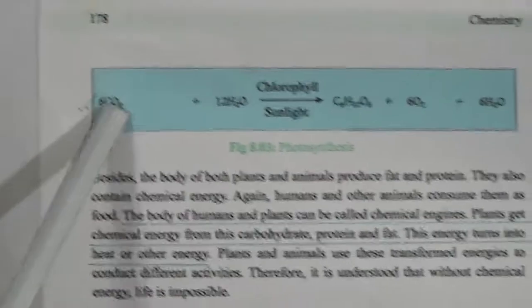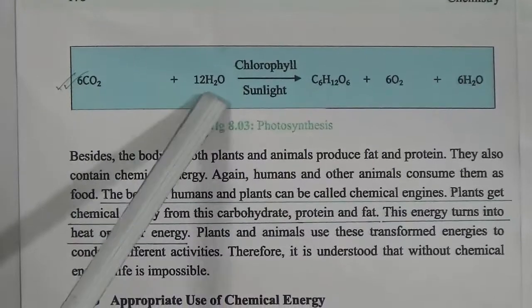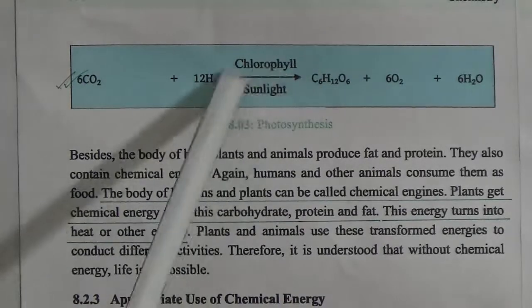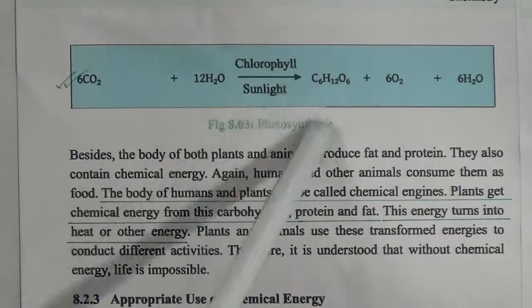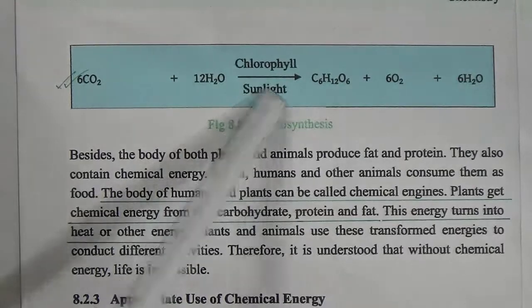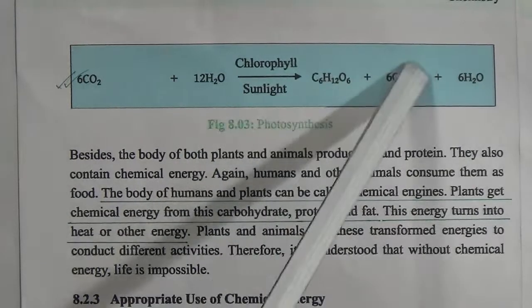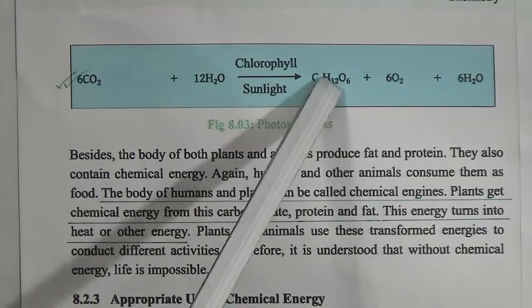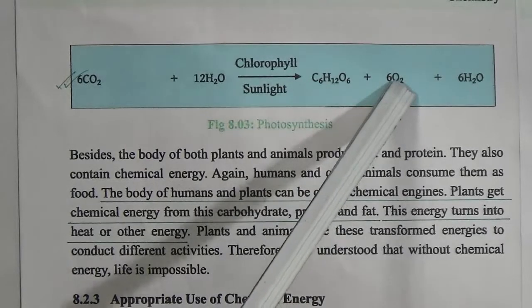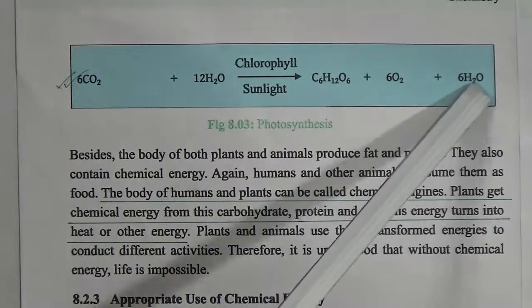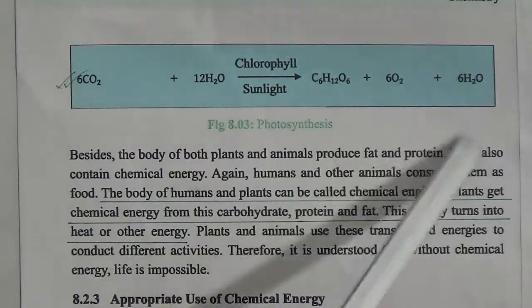Here 6 carbon dioxide molecules react with 12 hydrogen molecules, in the presence of chlorophyll, inside the chlorophyll, and in the presence of sunlight, to produce 1 molecule of glucose, 6 molecules of oxygen, and also 6 molecules of water vapor.